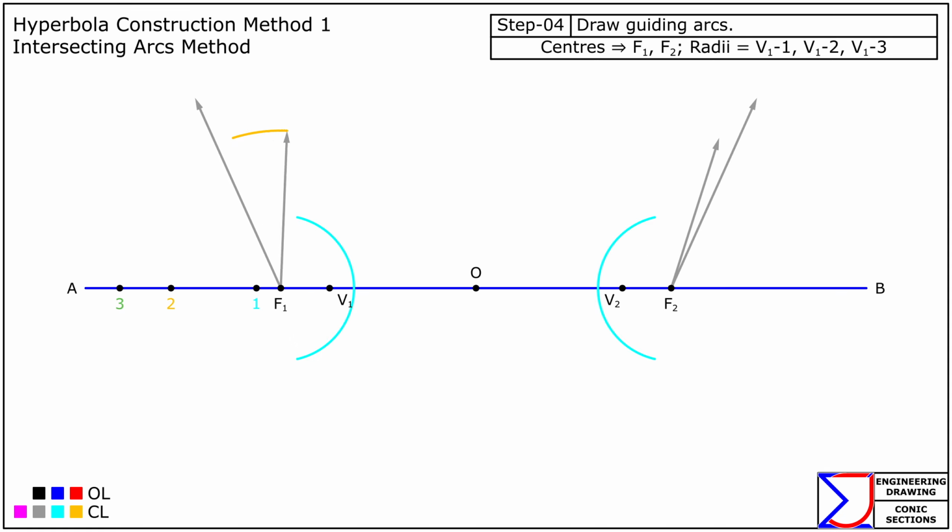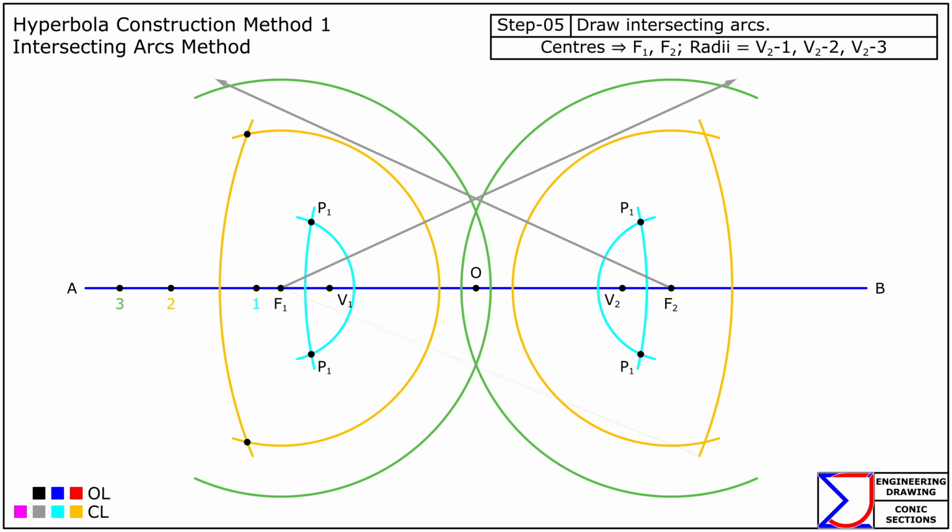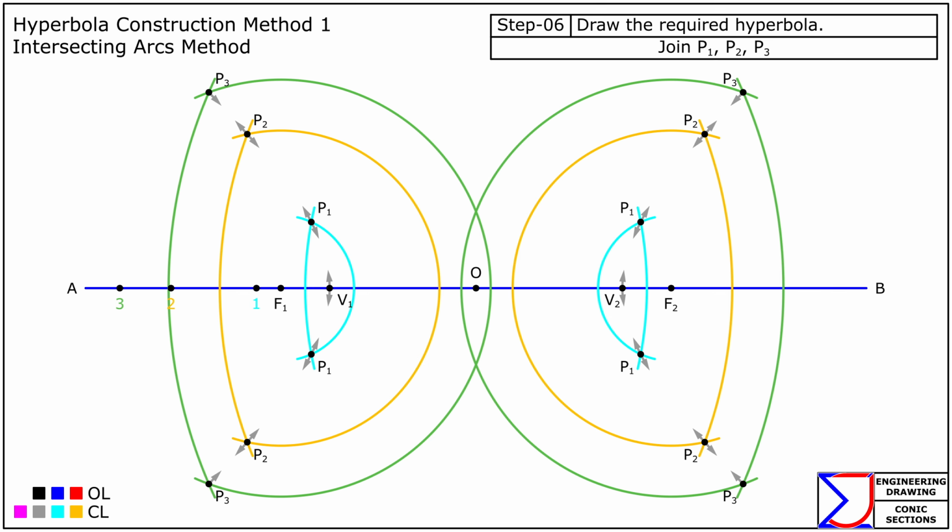Similarly, using radii, V21, V22, V23, draw arcs from F1 and F2 to intersect the previous arcs. Finally, join all the intersection points with a smooth curve to form the two branches of the hyperbola.